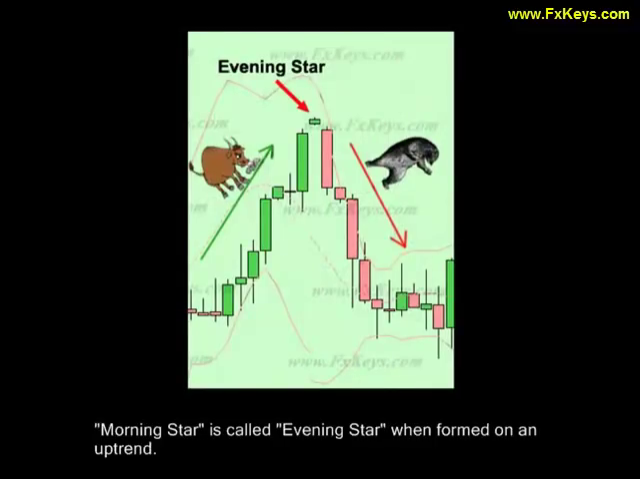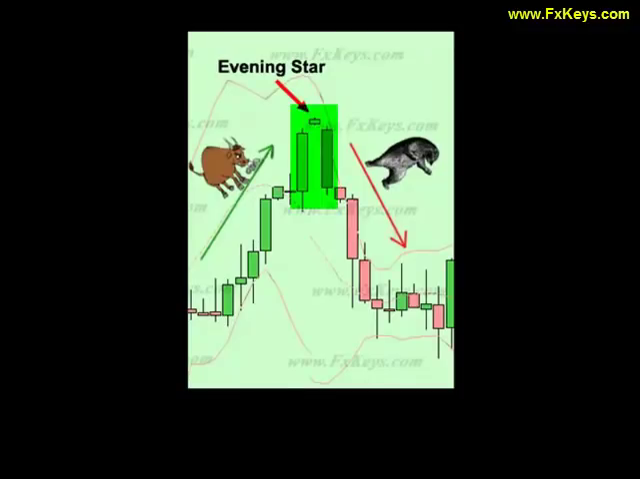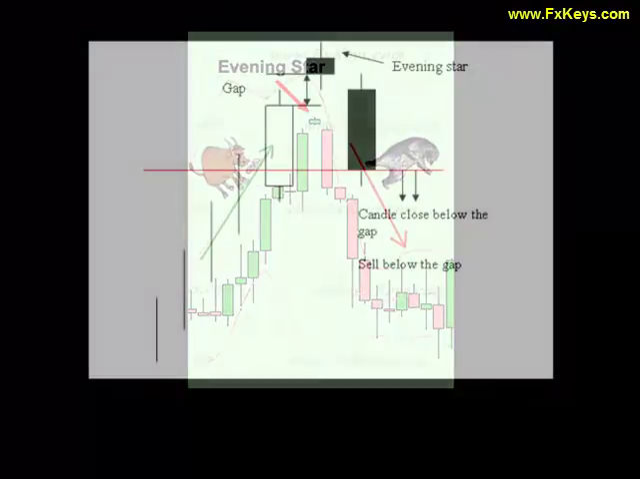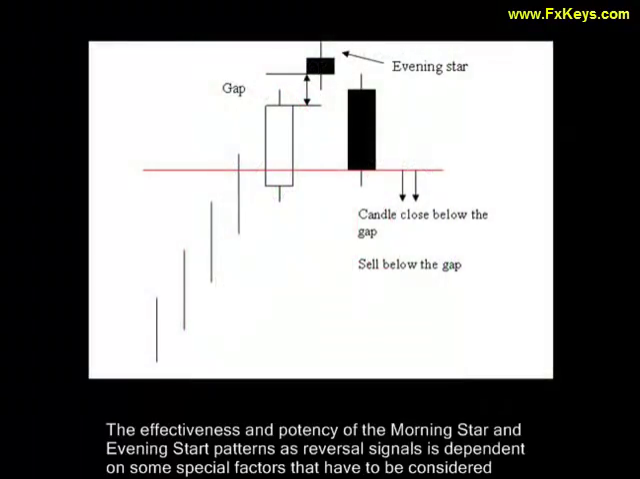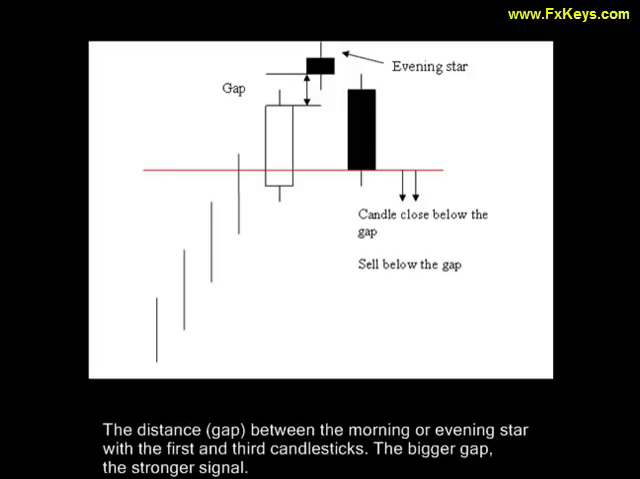Morning star is called evening star when formed on an uptrend. The effectiveness and potency of the morning star and evening star patterns as reversal signals is dependent on some special factors that have to be considered. The distance or gap between the morning or evening star with the first and third candlesticks is very important. The bigger the gap, the stronger the signal.